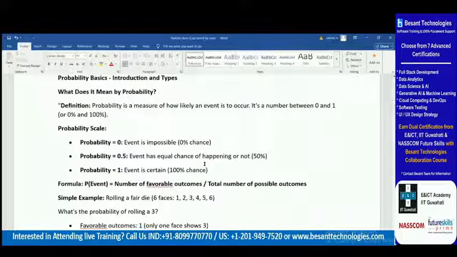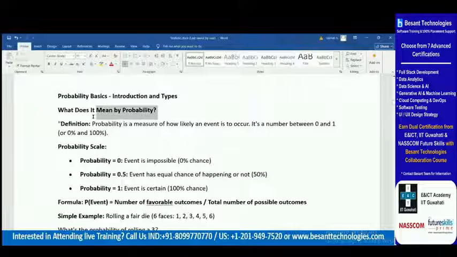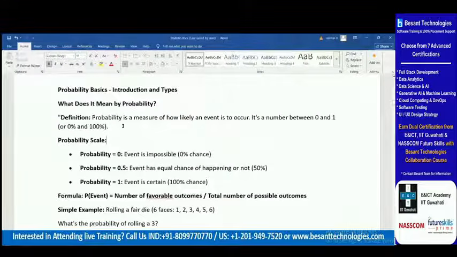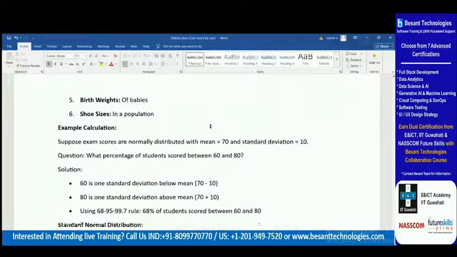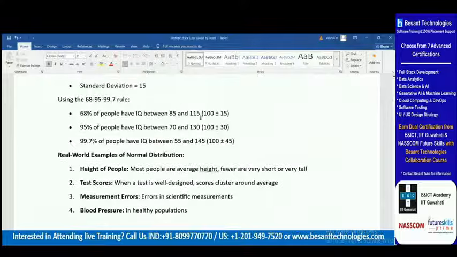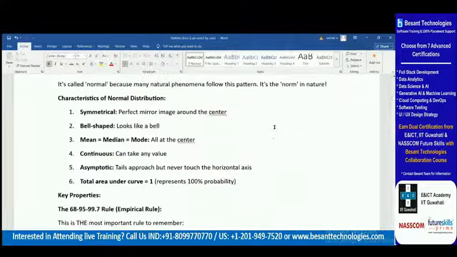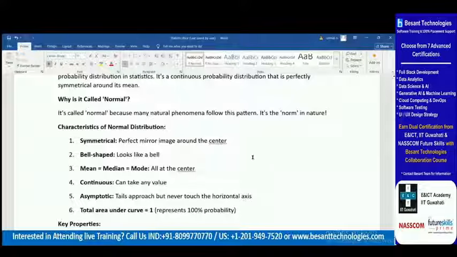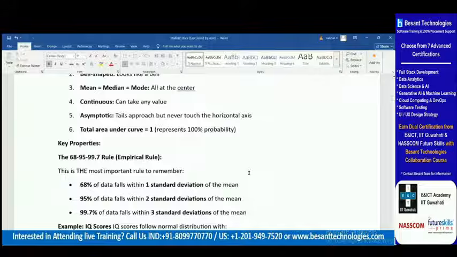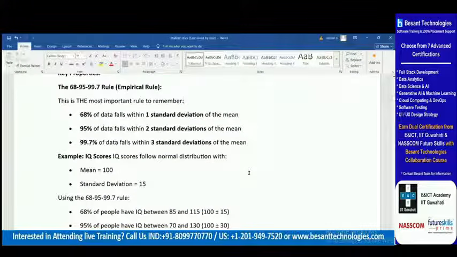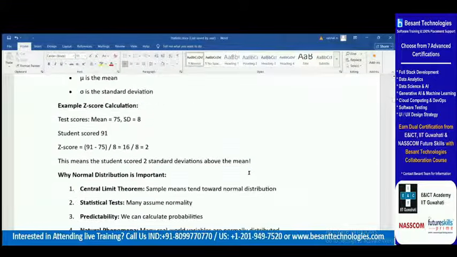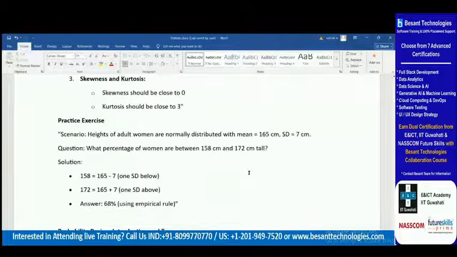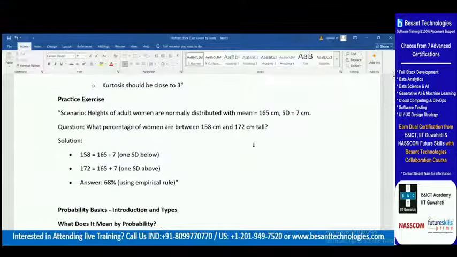So we already saw probability in the past class. What is probability? It is a measure of how likely something is. I also want to say what kind of questions can be asked in the interview. If they concentrate on normal distribution, they can ask what is normal distribution, what are the rules of normal distribution, what are the characteristics of normal distribution, and where normal distribution is used. Those are all the possible questions if the interview is theoretical.